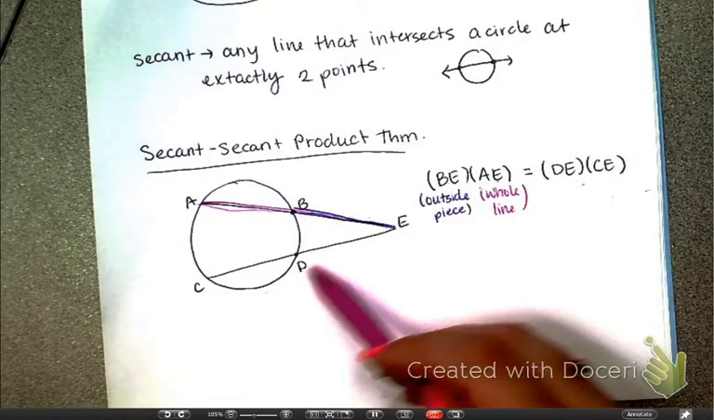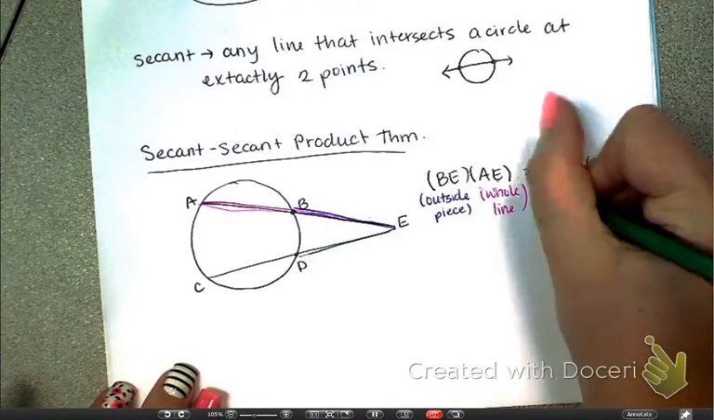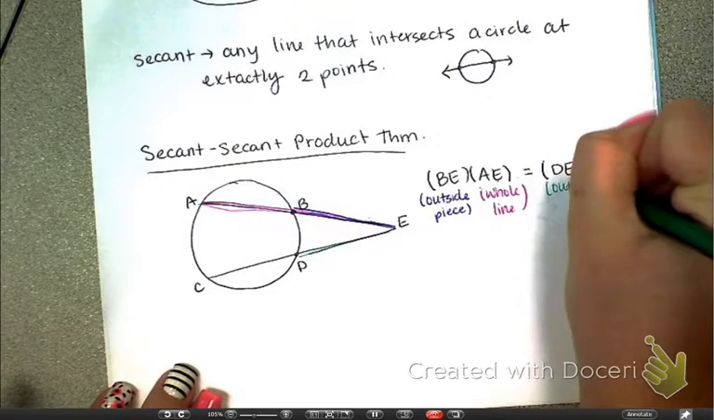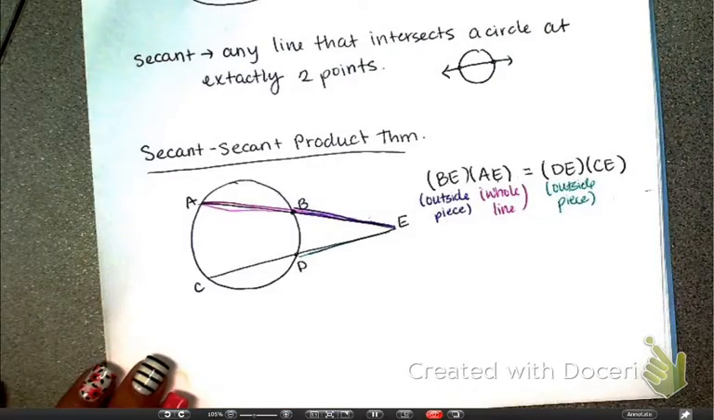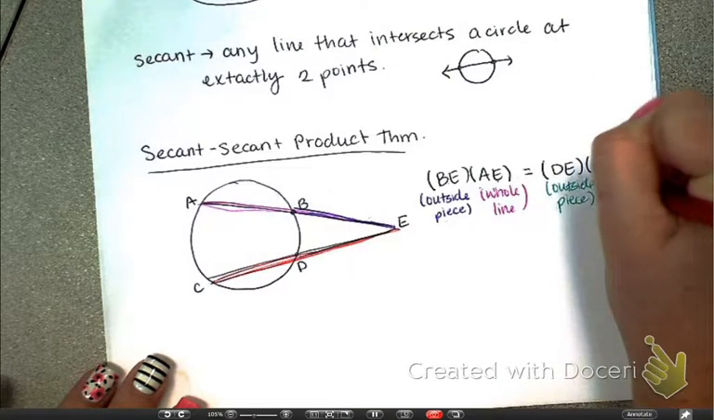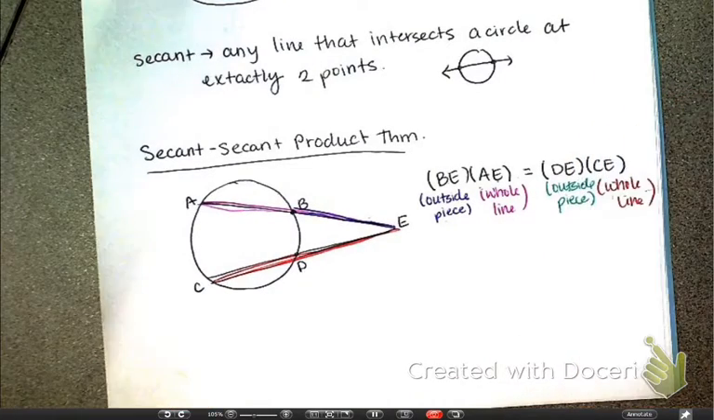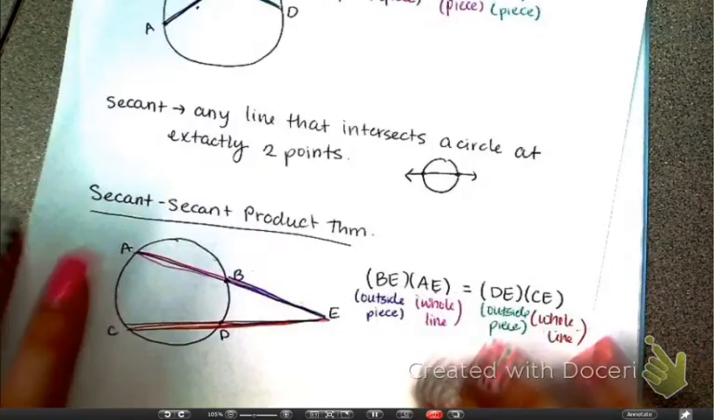Is it the same on this side? Right? It's the outside piece times the whole line. We still okay? Okay, we have one more. And again, I'm giving you these so you don't have to have them memorized. You just have to be able to identify which ones they are.